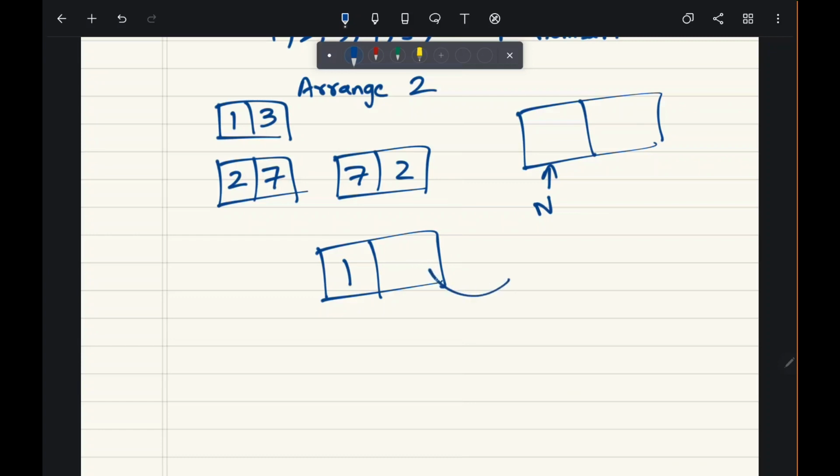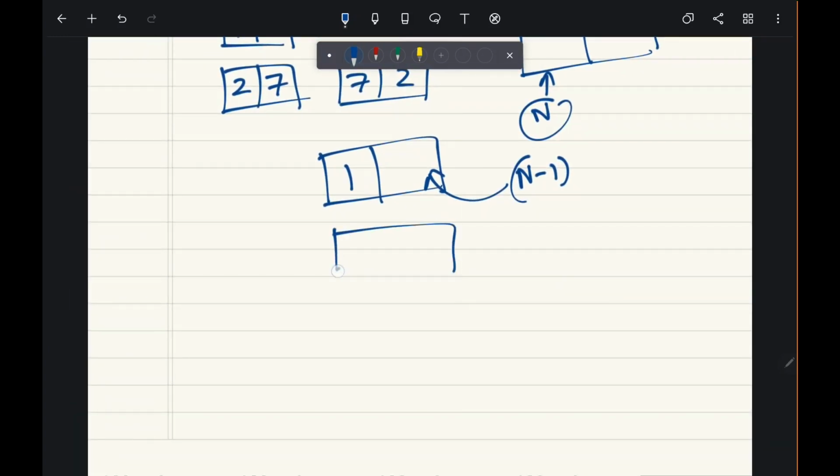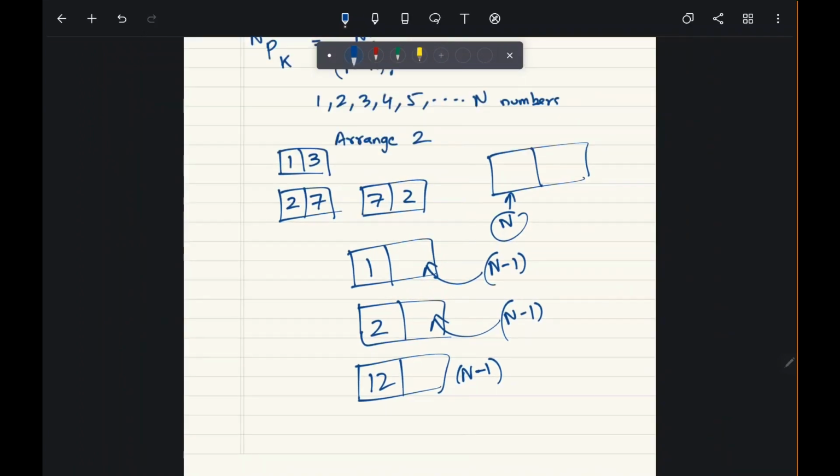How many choices are left for this one? So I already chose 1. I had a total of n numbers, which means I have n minus 1 choices left here, right? And for the first one, let's say instead of 1, I chose maybe 2. How many choices would I have left for the second one? It is still n minus 1, right? I could choose any number for the first box, maybe 12, and I would still have n minus 1 choices left for the second one.